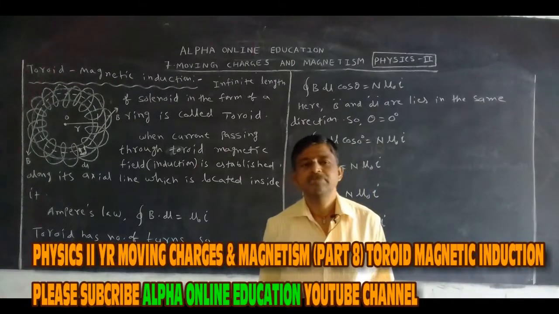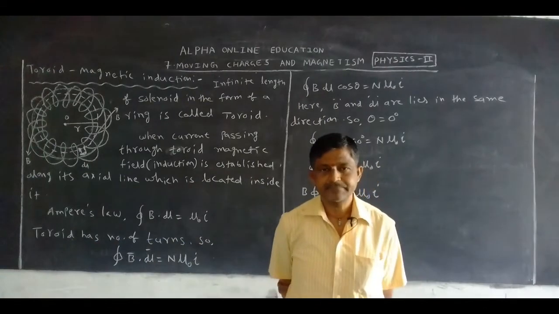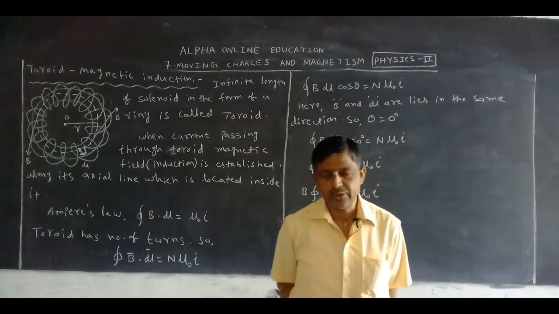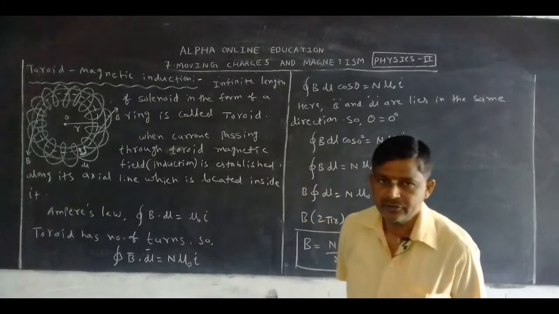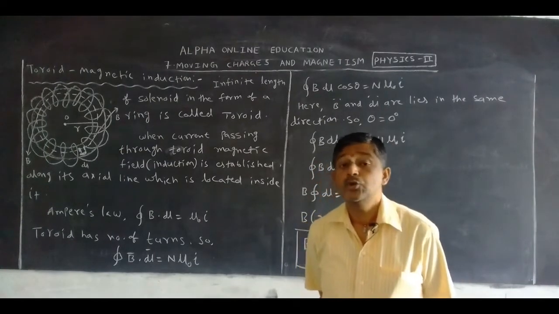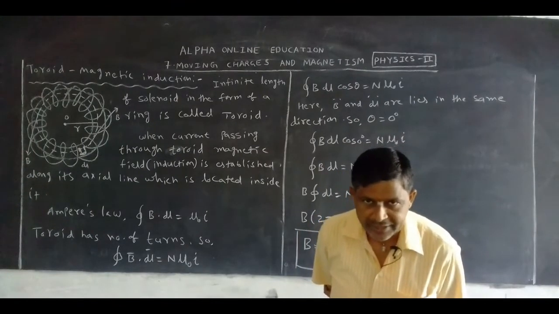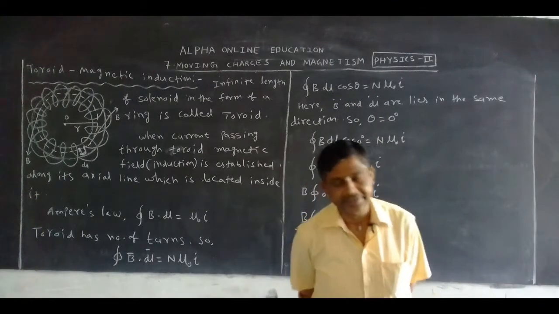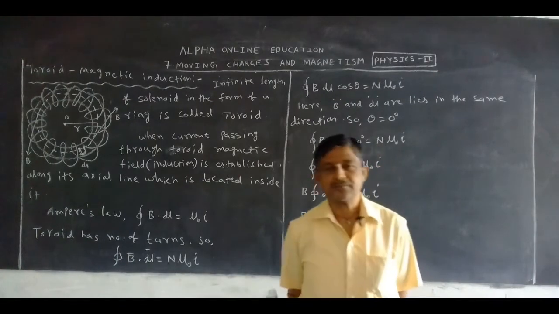Solenoid and how much magnetic induction is established when current passes through the solenoid. Now, in this class, we want to discuss the toroid. When current is passing through the toroid, how much magnetic induction is established by it? That derivation we want to discuss in this class.